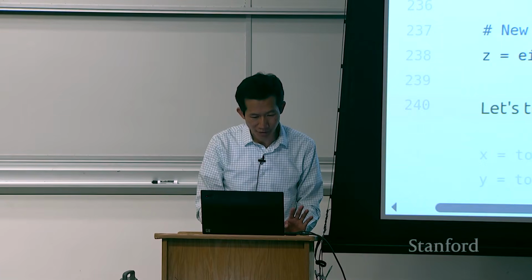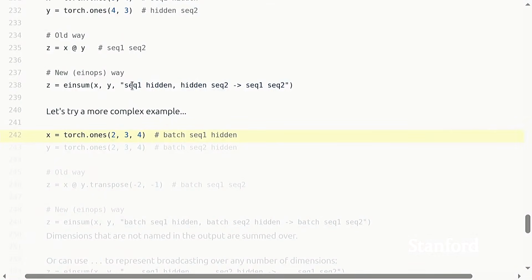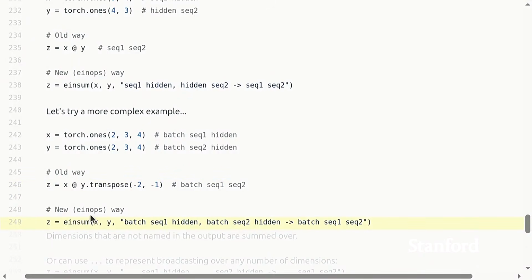Let's try a more complicated example. So here's the motivating example. This is a little bit overkill. You don't really need this. But here I'll show you where this can come in handy. So imagine I have these 2 tensors now, and now they share a batch dimension. So remember, before I was doing this, and you're wondering, okay, what's happening? So here's how we would do it using Einops. You would again write down the labels of each tensor, batch seq1 hidden, batch seq2 hidden. And then you would just write down the dimensions of the resulting tensor, which is batch seq1 seq2.